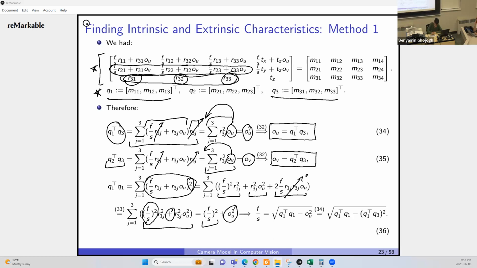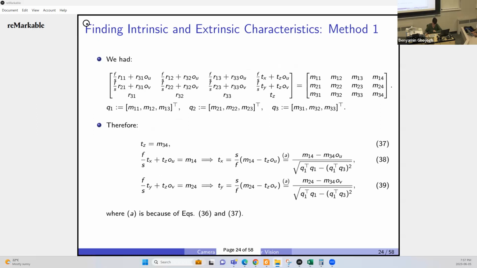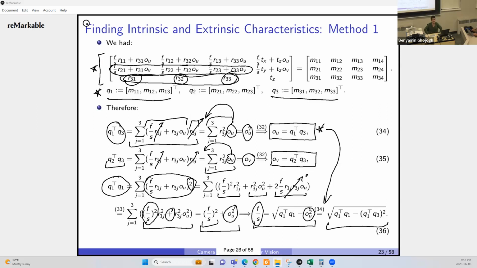As you see, where did we start? Q1 transpose Q1 equals this. Rearranging that, F over S becomes the square root of Q1 transpose Q1 minus OU squared. Interestingly, we already found OU, so let's put it here. So what is this? F over S, one of the intrinsic parameters. We had three intrinsic parameters, OU, OV, and F over S, and we found all of them in this slide.